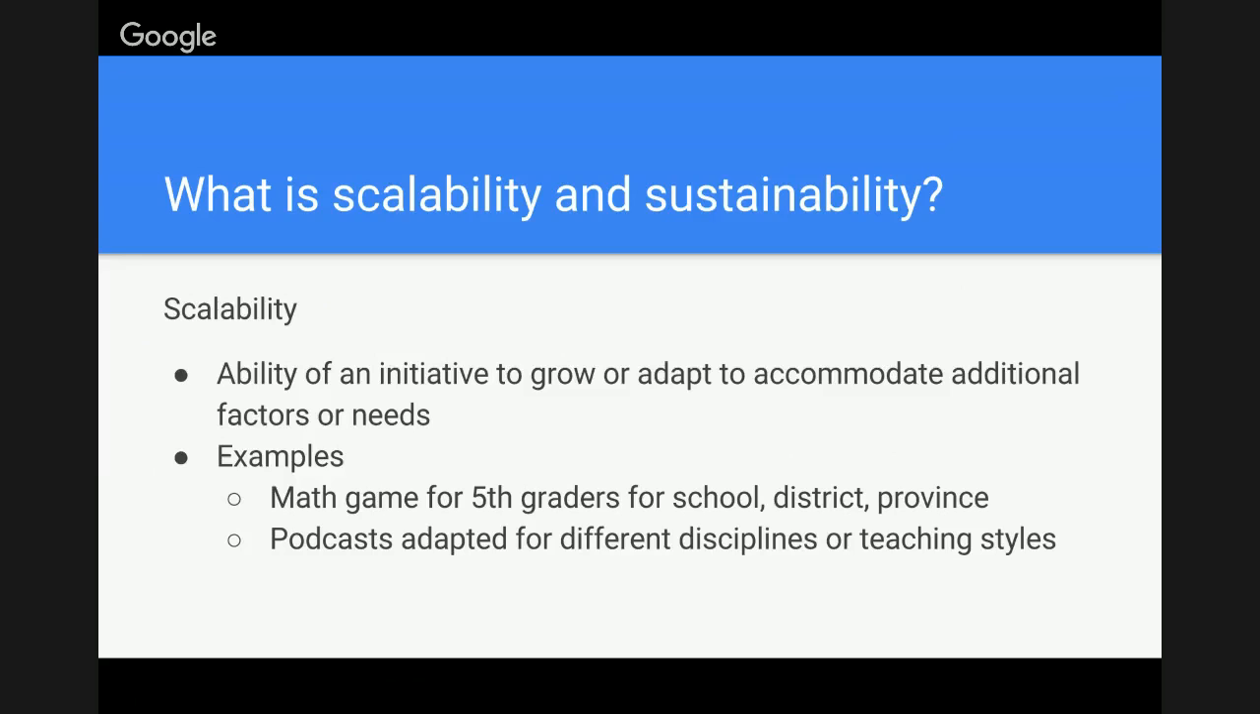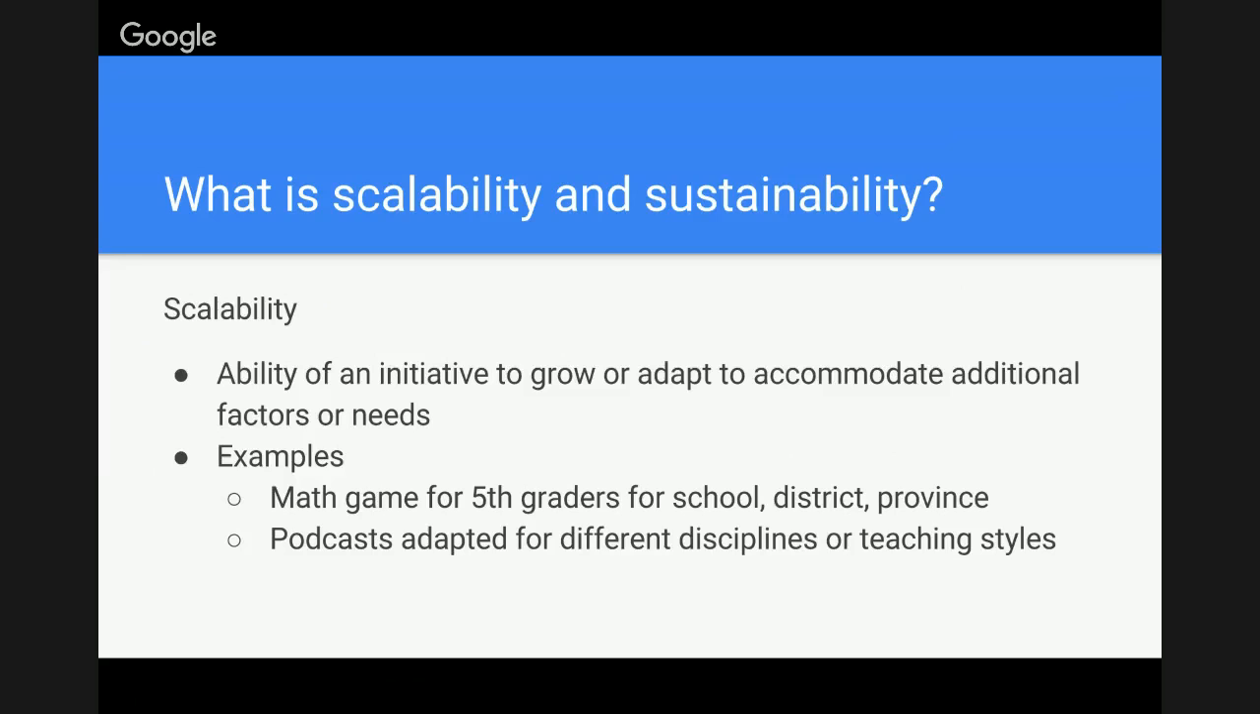For example, we could have a math game, and the math game could be for fifth graders, and it begins with one class, and then it grows and is adapted to the entire school, district, or province, or possibly it can be used in another grade.